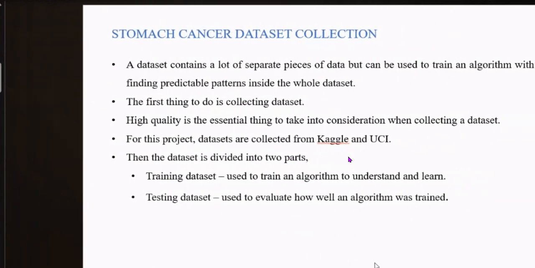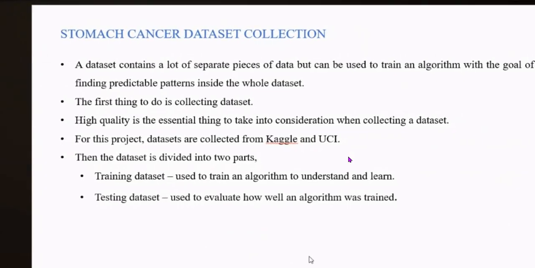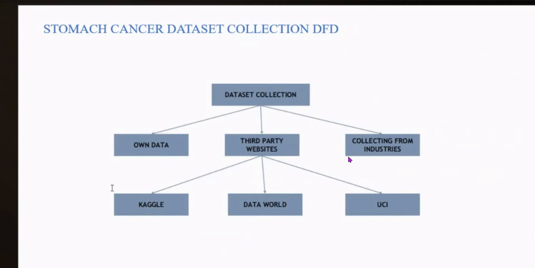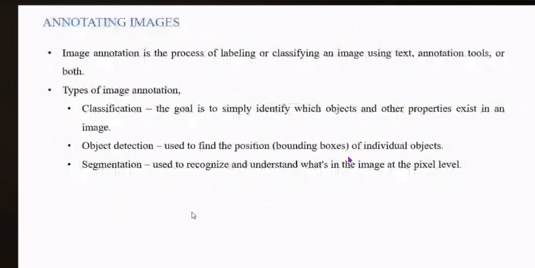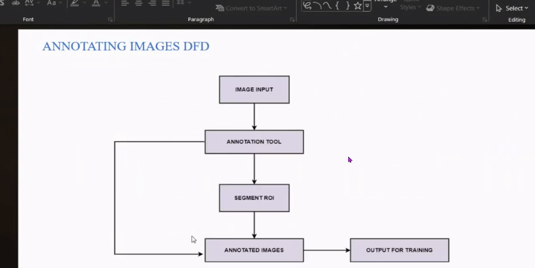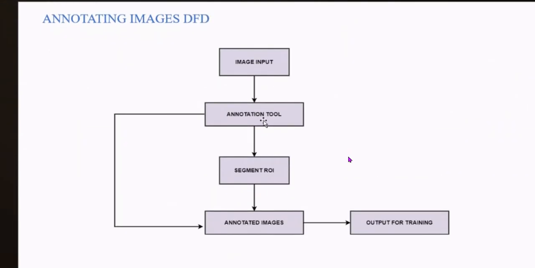I'll collect the data set, and 75% of the data is training data and the testing data is 25%. I'll collect the data from Kaggle as well as from UCI, that is, from third-party websites. Data pre-processing will be done, sir. And annotating the images, I'll mark the images, sir. When an image is given for input, I'll use this to annotate the images, pre-process well, and train the images well.